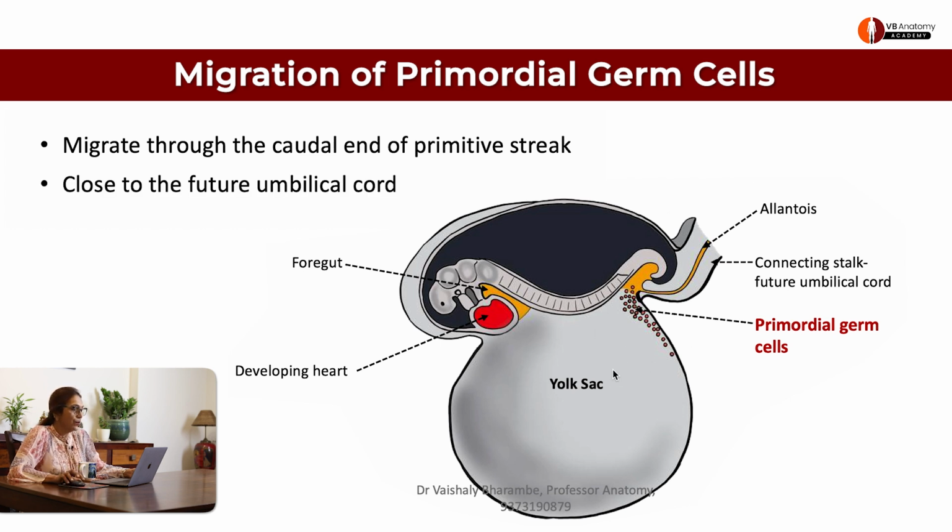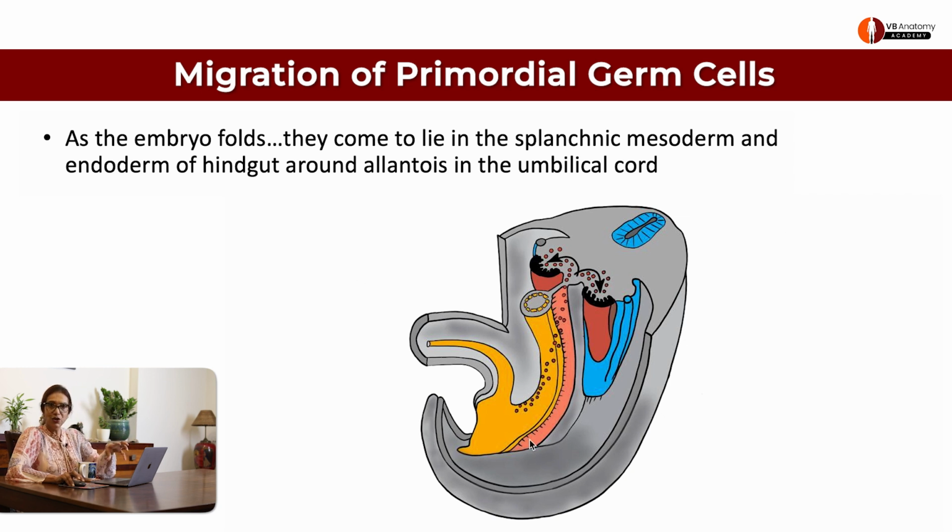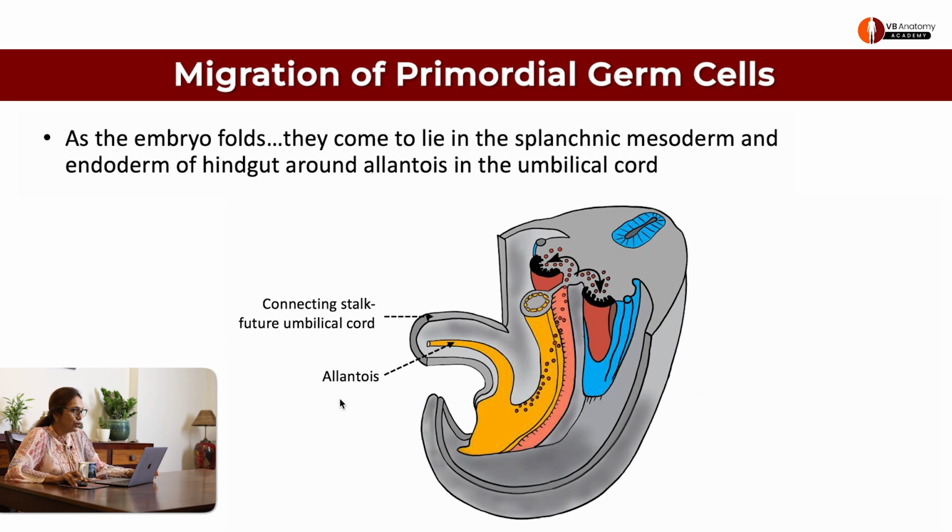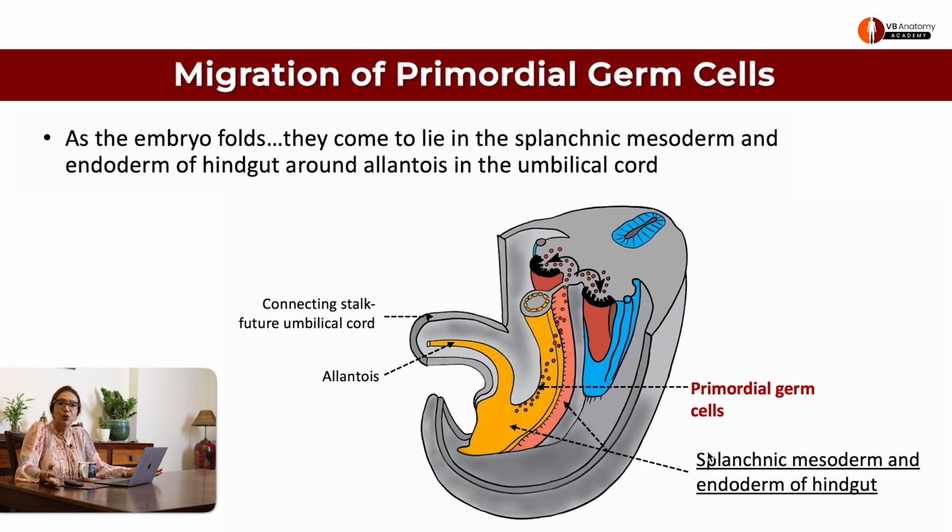Okay, now, so this is a section through the developing embryo. Here you are seeing the connecting stalk and allantois, and these are the primordial germ cells. Where are you going to find them now? You're going to find them near the hind gut in the splanchnic mesoderm. Basically, this is getting very confusing. Just remember, primordial germ cells have migrated and can be found in the gut region, close to the umbilicus. Enough.